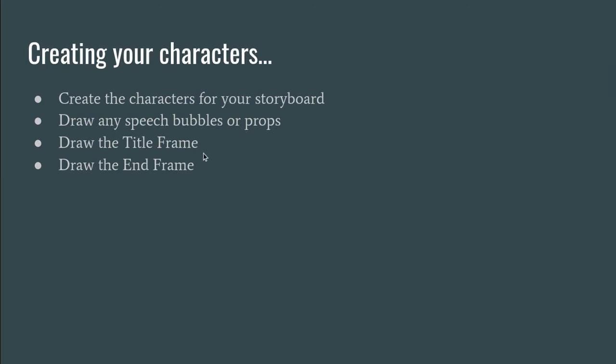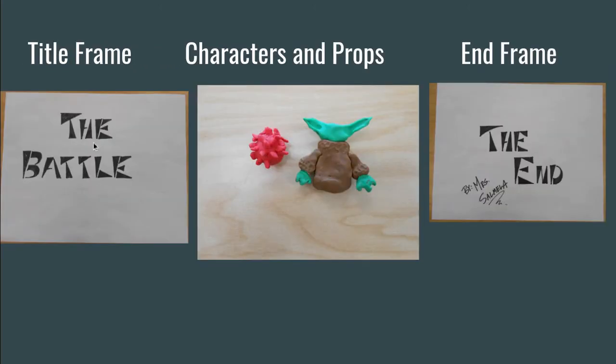Make sure to draw the title frame and make sure to draw the end frame. So this is what it looks like. Here is my title frame that I put on a separate sheet of paper. Here's my end frame. I wanted my fonts to match, which is my letter style to match, and I wanted to put my signature on there. And then here's my characters or my props made out of modeling clay. So I have my coronavirus and I have my baby Yoda ready to go.